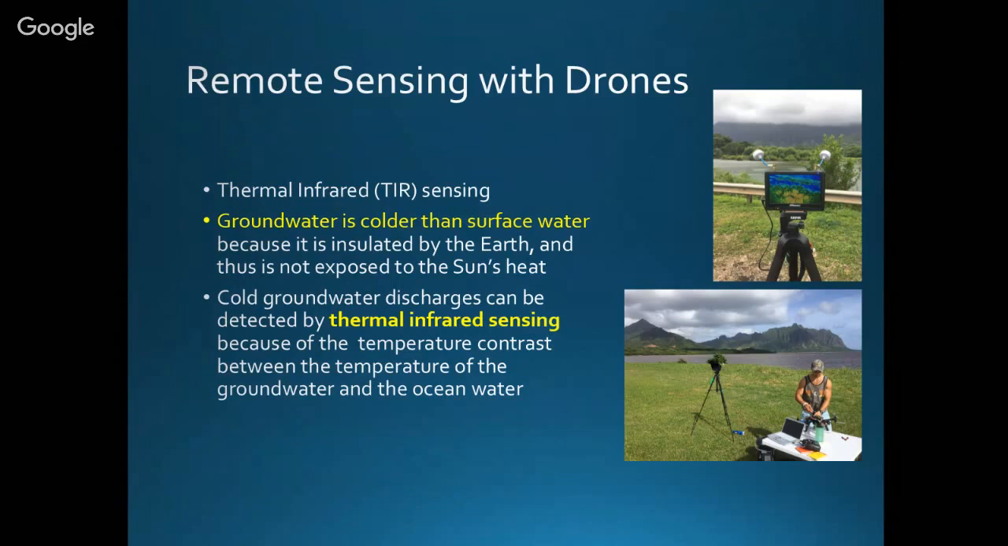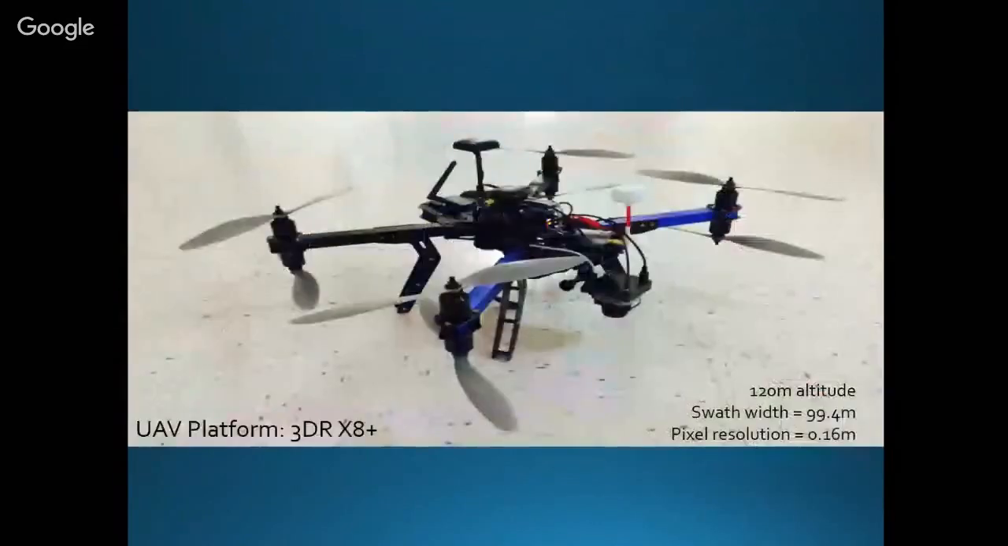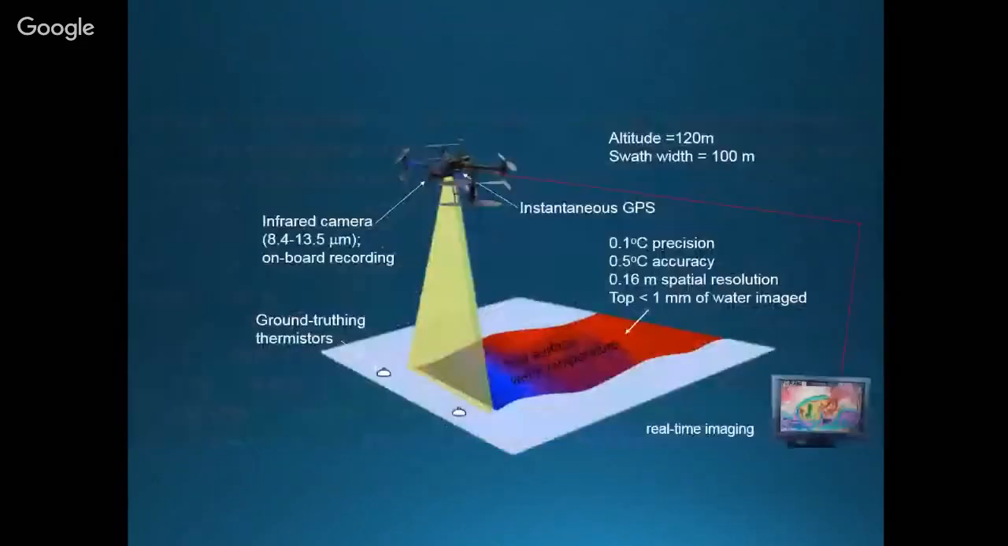Here are a couple of pictures of us out in the field doing these drone flights. This is the drone that we use. We have our thermal camera right there, and we fly at an altitude of about 120 meters. That allows us to get beneath the clouds and get a good clear image. We actually get a pretty wide swath width, so one single image covers 100 meters of the coastline. Usually on one of these flights, we're able to get about 1,000 meters in distance.